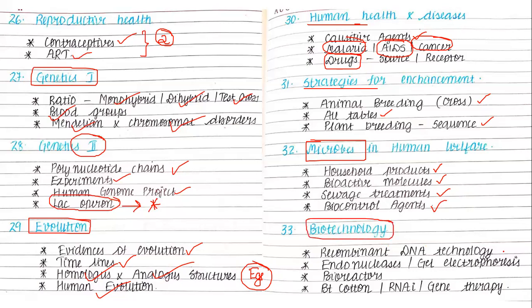Biotechnology: recombinant DNA technology, selectable marker or reporter. Endonucleases, gel electrophoresis, bioreactors. From applications: BT cotton, gene therapy, RNA interference, insulin synthesis. A question will definitely come from BT cotton, or RNA interference. I'm not giving you false hope, anyway, study everything. Recombinant DNA technology: last year, 10 to 12 questions came from biotechnology, just 2 chapters. So this year also, let it happen, because it's a very easy chapter.